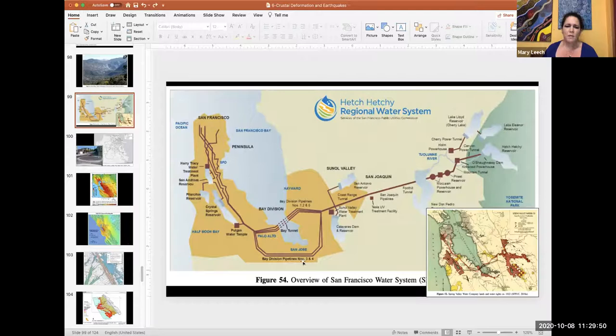So now think about where the faults are. The Calaveras cuts across the water lines here. The Hayward cuts across here. The San Andreas cuts across in the South Bay. So those water lines, and these have been there for a long time. This is a historical map showing the same places. There's going to be a lot of damage.